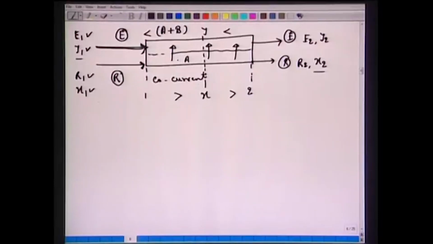This stream gets enriched with A, and this stream gets depleted of A. Now let's also define one more quantity.